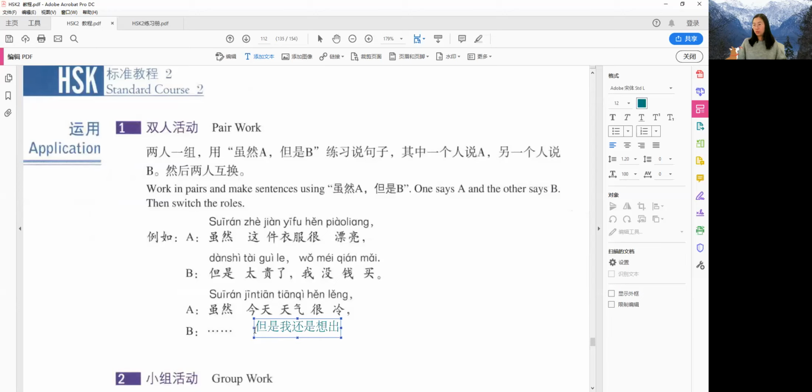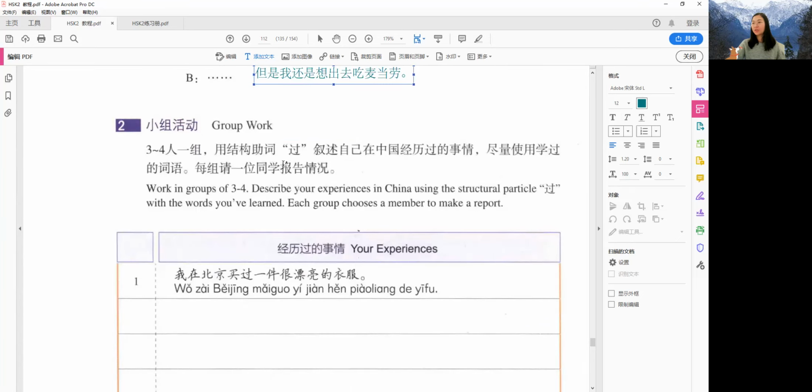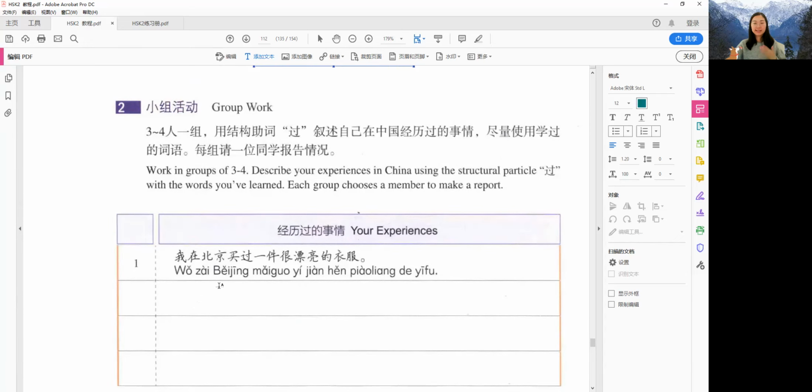Go out, 出去, go out to eat McDonald's, 出去吃麦当劳. So to complete the sentence it will be 虽然今天天气很冷, today is very cold, 但是我还是想出去吃麦当劳, but I still want to go out to eat McDonald's. That's the meaning. Good work. So next we use 过 for an action which is already completed. 我在北京买过一件很漂亮的衣服. So you add the location to add more details with this structure 过.